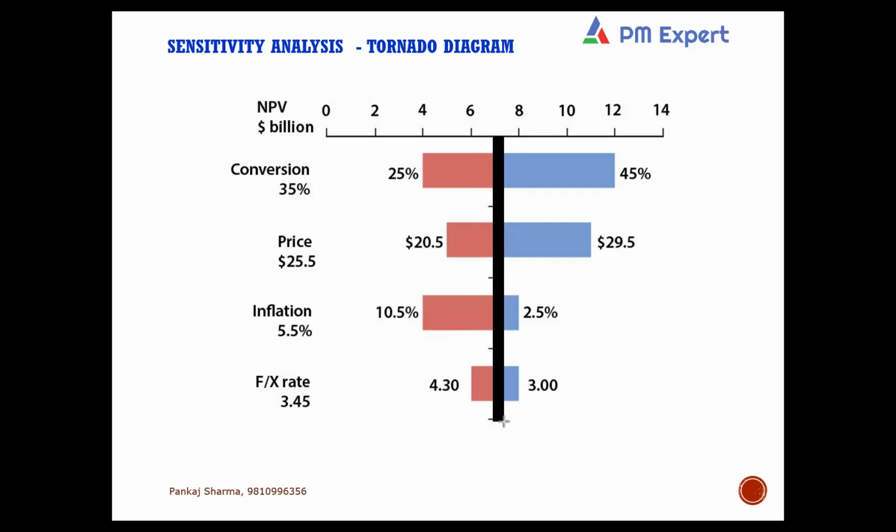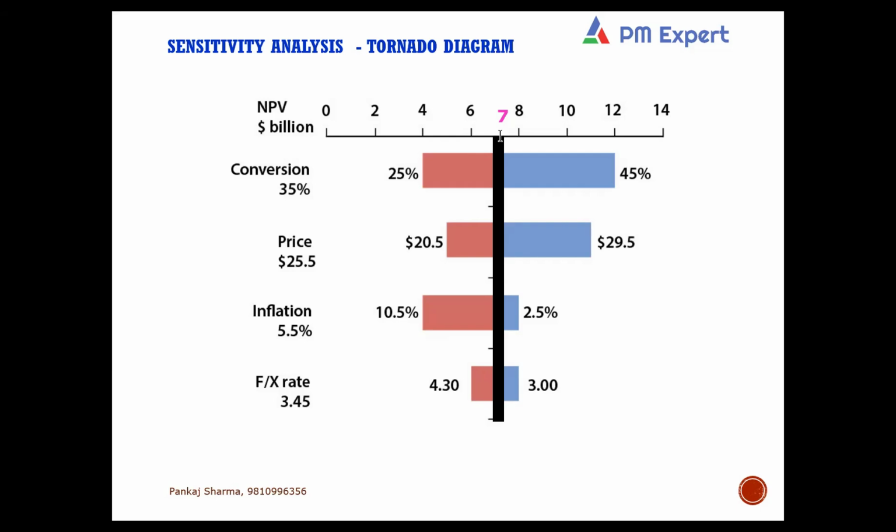This is your project objective. In this scenario, what is your project objective? To make a profitability of 7 billion. This is net present value, so this center line is 7 billion. From this program, you are expecting 7 billion in terms of benefits over a period of time. Is that okay, guys?